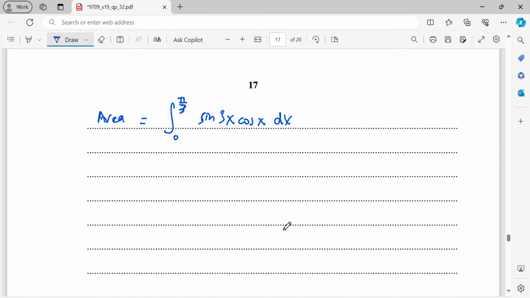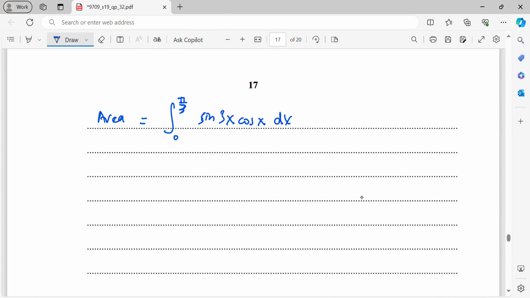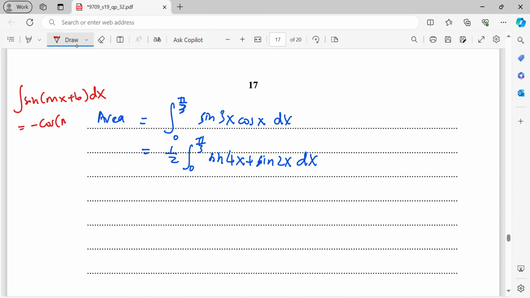And now, sine 3x cos x we have solved just now. That is half of sine 4x plus sine 2x. So here I will change. This is going to be half of sine 4x plus sine 2x. So when you integrate sine mx plus b, you get negative cos, then divide by the differentiation of mx plus b, that is m. Then of course plus c here.